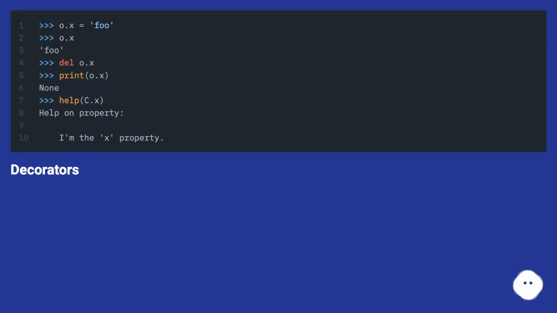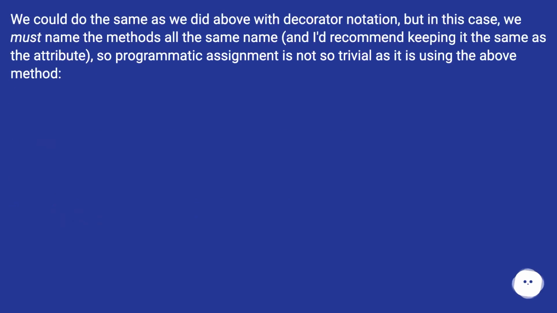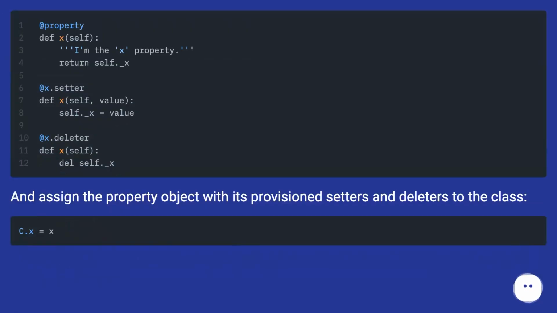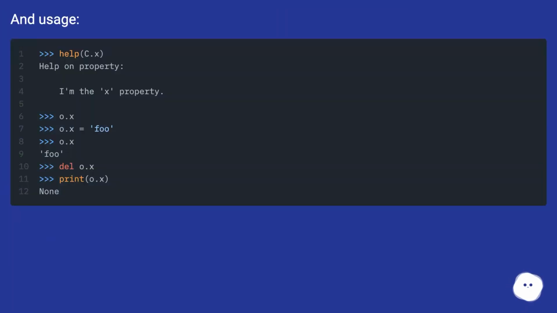Decorators. We could do the same as we did above with decorator notation, but in this case, we must name the methods all the same name, and I'd recommend keeping it the same as the attribute, so programmatic assignment is not so trivial as it is using the above method. And assign the property object with its provisioned setters and deleters to the class. And usage.